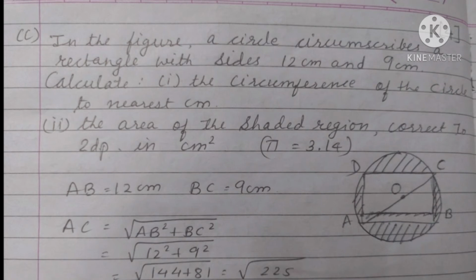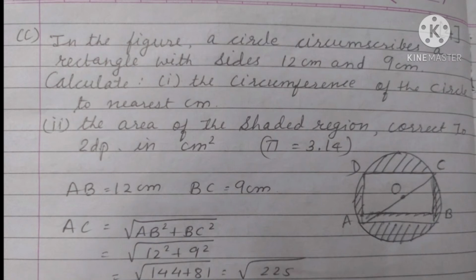In the figure, a circle circumscribes a rectangle with sides 12 cm and 9 cm. Calculate first the circumference of the circle, to the nearest centimeter, and second the area of the shaded region, correct to 2 decimal places in centimeter square. So pi value is equal to 3.14. AB is given 12 centimeter and BC as 9 centimeter. Here is the circle I have drawn and rectangle ABCD is also drawn.